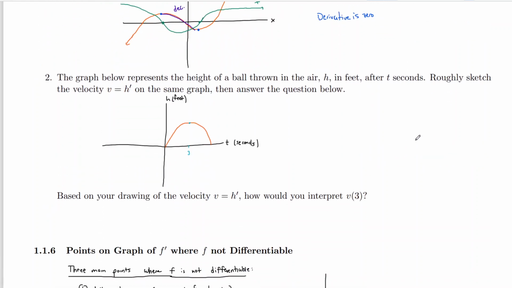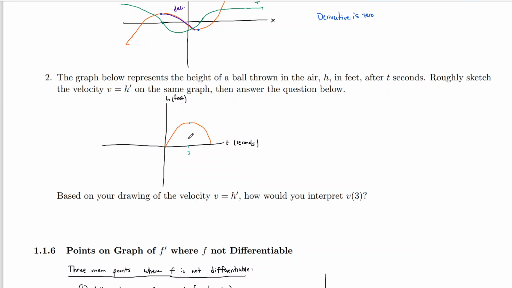All right, the next one, I just wanted to use a visual example that says the graph below represents the height of a ball thrown in the air, h, in feet after t seconds. So you throw a ball in the air, it's going up, then it's coming back down. Now this is just representing the time. So it's telling you it's going up as time goes forward, and then eventually it gets to the top, the ball, and then it starts to fall down. It says roughly sketch the velocity. Since this is a position, it's a visual thing, the velocity is the derivative on the same graph, and then answer the question below. So let's roughly sketch the velocity.